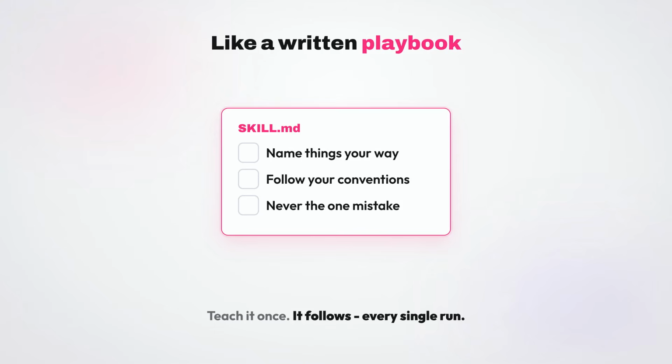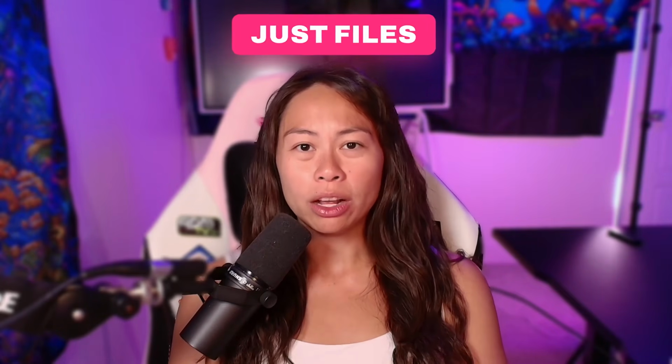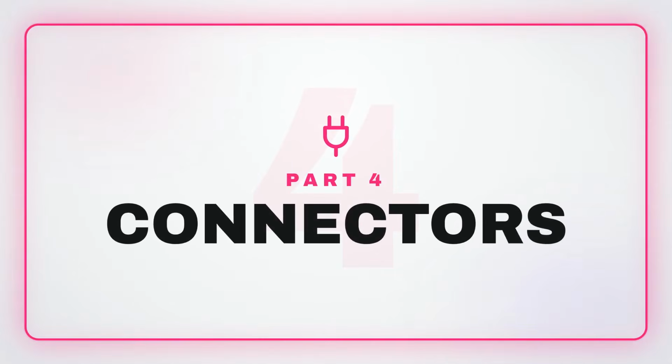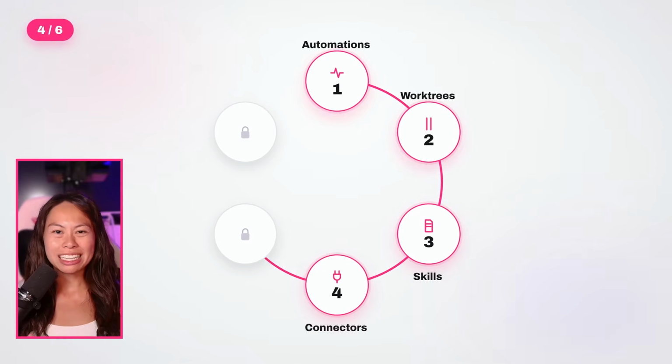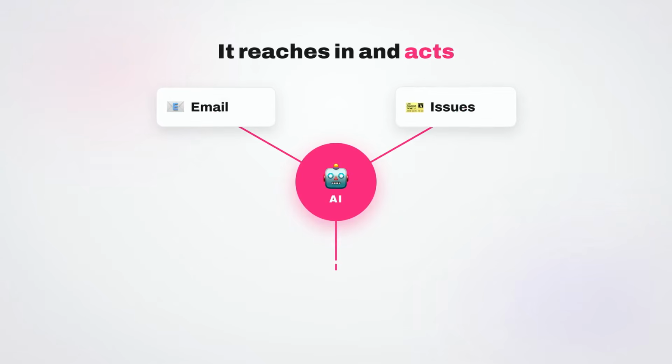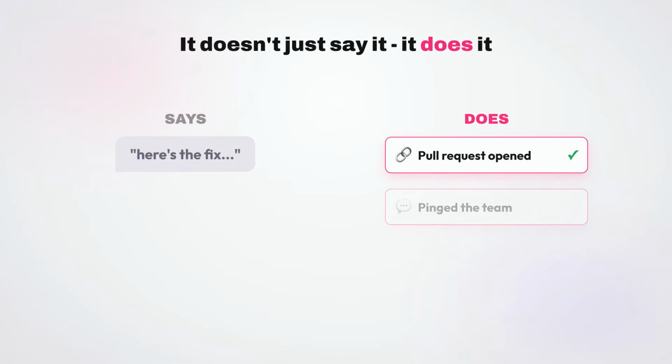Now your agents have lanes, now your agents have a playbook, but so far they only touch files. Part 4 in loop engineering gives them hands. Part 4, connectors. These are the hands. A loop stuck inside your files is fine, it's a tiny loop, but connectors plug your AI into the tools you actually use, your email, your issue tracker, Slack. Now your agent doesn't just talk about your tools, it reaches in and acts. Connectors are the difference between an AI saying, "Here's the fix, good luck," and a loop opening the pull request and pinging your team all by itself.